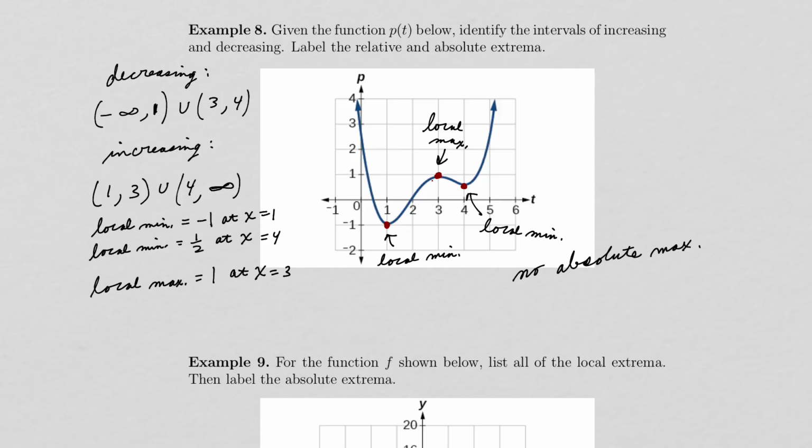But is there an absolute minimum? Yeah. This local minimum at 1 here is also an absolute minimum because that's the smallest value of the entire function, right? The smallest value of the entire function is negative 1. So there is an absolute minimum equal to -1 at x equals 1. Okay.